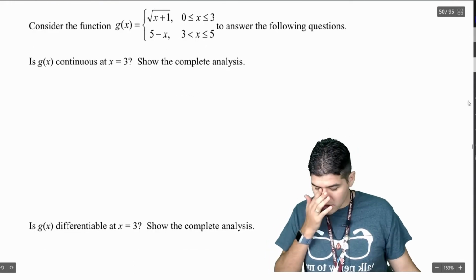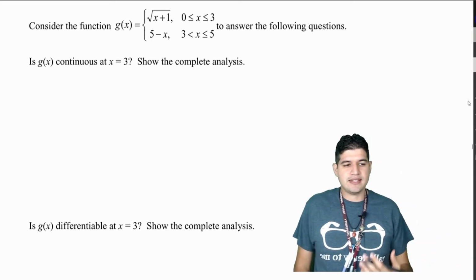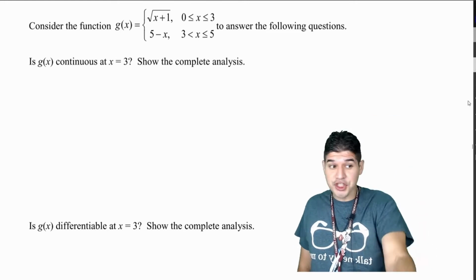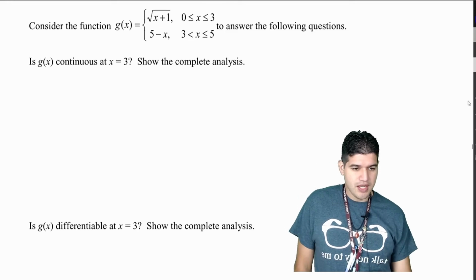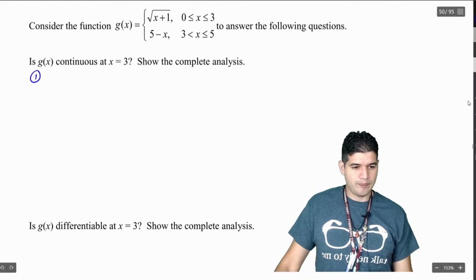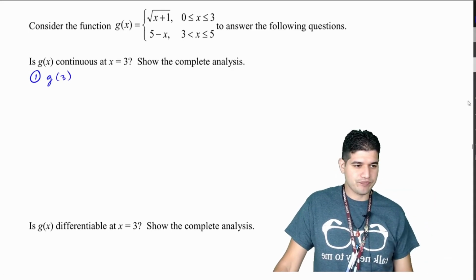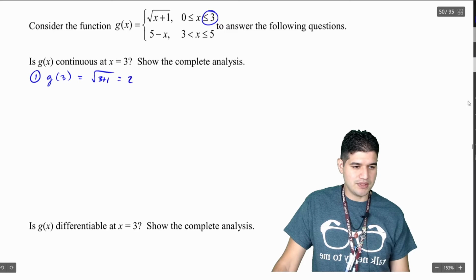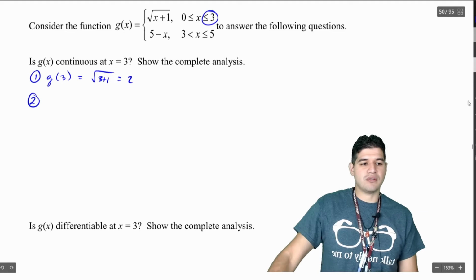We're going to start here with this problem. Is g of x continuous at x equals 3? And we're going to do our complete analysis, as you always should. Here's our function, a nice piecewise function, and we're going to do all three of those parts. The first thing is, what is g of 3? Is it even defined? We're going to be using this one right here. I substitute that in, square root of 3 plus 1, and I get 2 from that. Now we're going to see if the limits from both sides match up.